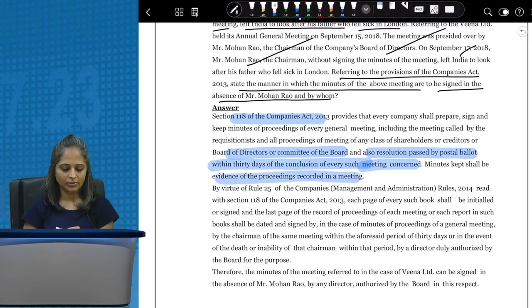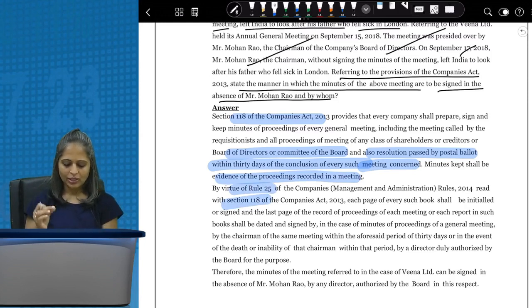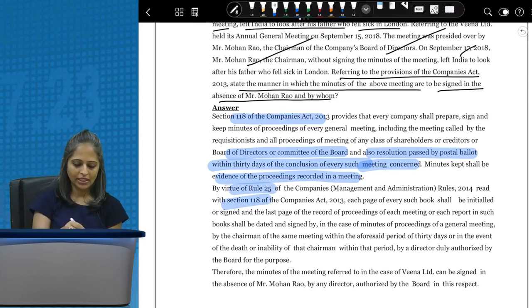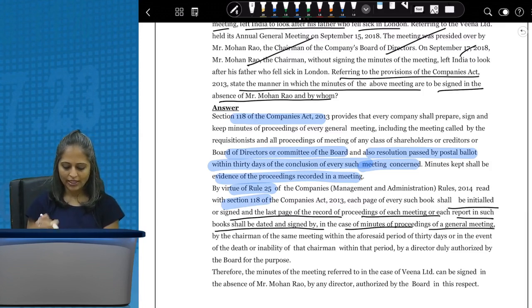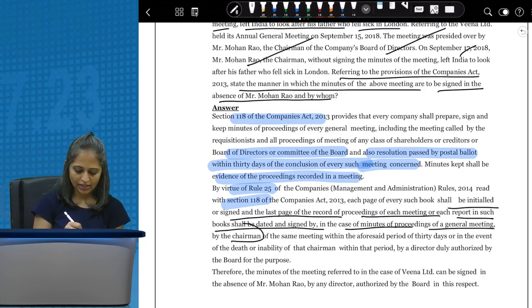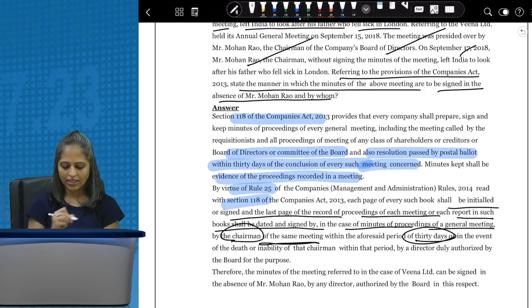Now, by virtue of Rule 25 of the Companies (Management and Administration) Rules, read with section 118, each page of every such book shall be initialed or signed, and the last page of the records of the proceedings of each meeting or each report in such book shall be dated and signed, in case of minutes of proceedings of a general meeting, by the chairman of the same meeting within the aforesaid period of 30 days, or in the event of death or inability of that chairman.